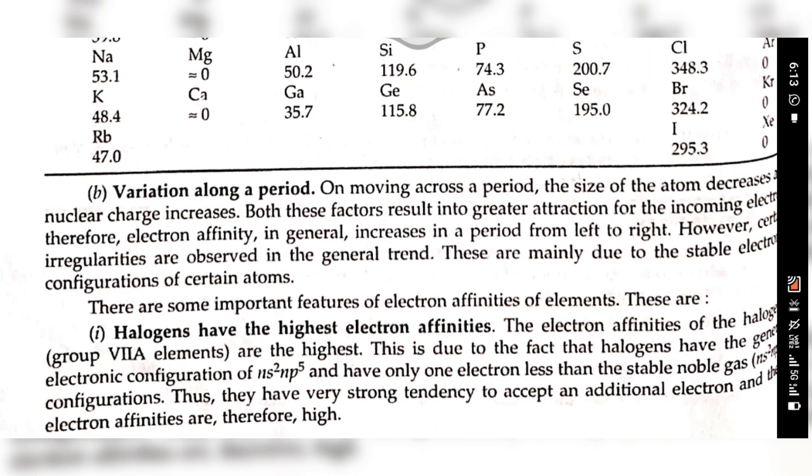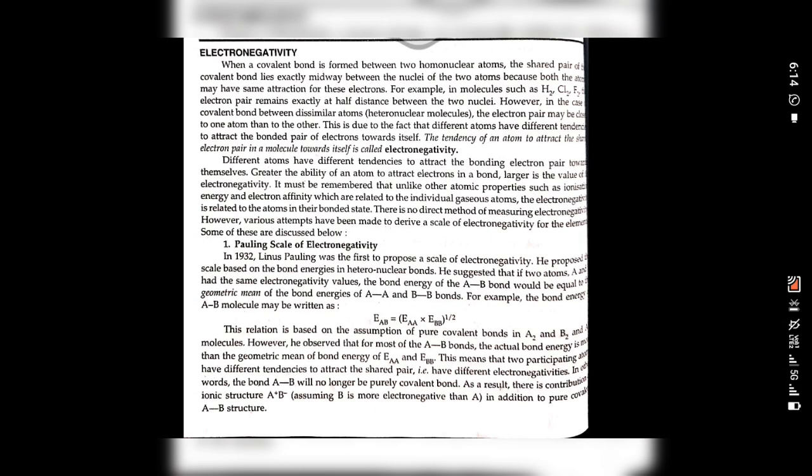There are some important features of electron affinity of elements, like halogens have the highest electron affinities. The electron affinities of the halogens are the highest. This is due to the fact that halogens have the general electronic configuration of ns2 np5 and have only one electron less than the stable noble gas electronic configuration. Thus, they have a very strong tendency to accept an additional electron, and their electron affinities are therefore very high.